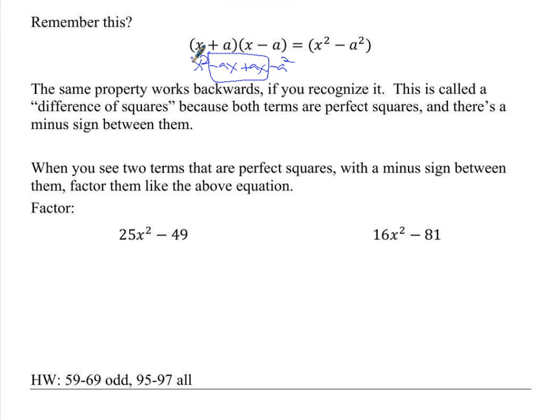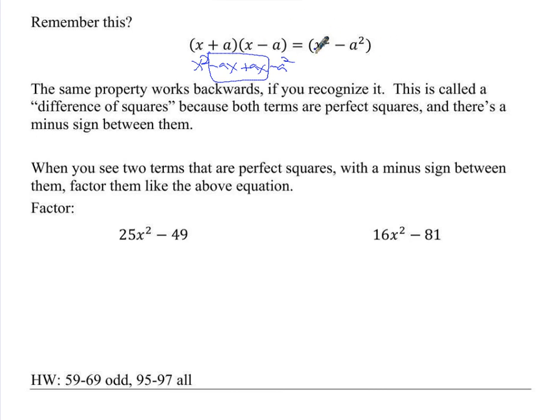This situation actually has a special name. They're called conjugates. We're going to be working with conjugates a lot for the rest of this chapter, so it's important that you know them well now. This pattern right here turns into this right here. To go this way, all I have to do is square the x and square the a and put a minus sign in between. If I have the difference of squares, I can go the other way very quickly.